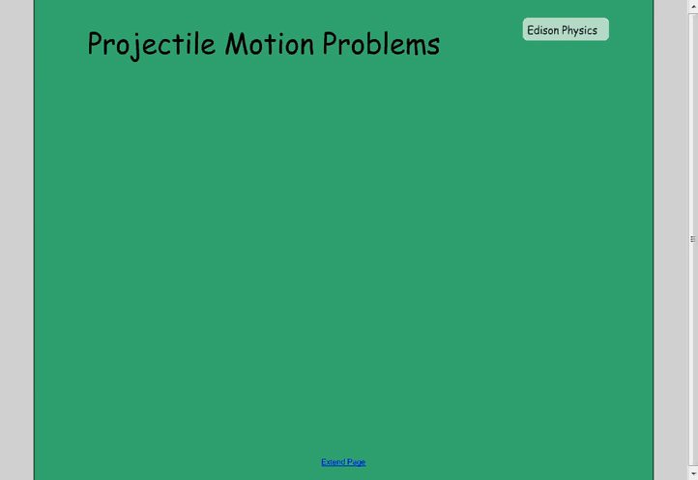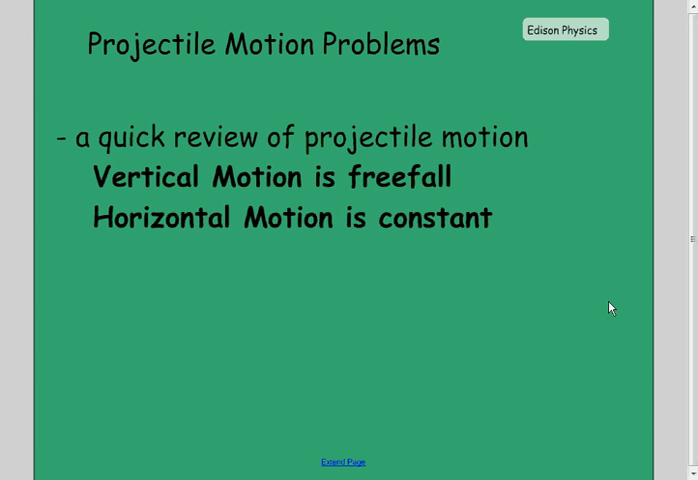This video is about how to use the equations of motion to solve projectile motion problems. So let's review what projectile motion means. There are two parts to projectile motion: vertical motion, which is free fall, and horizontal motion, which is constant. Free fall vertical motion means the only acceleration being experienced is the acceleration due to gravity. There is no air resistance, and since there's no air resistance, the horizontal motion will remain constant as the object flies through the air.